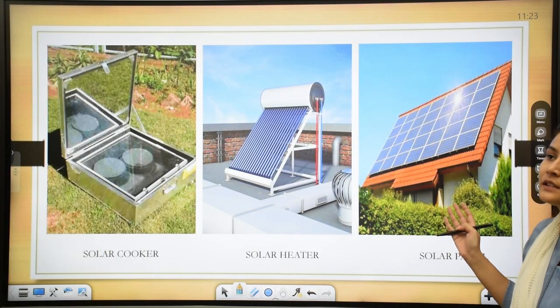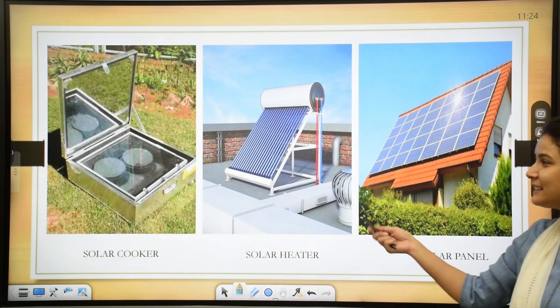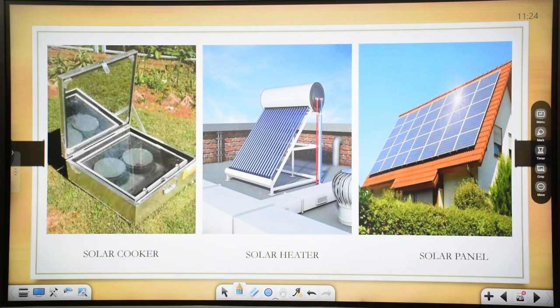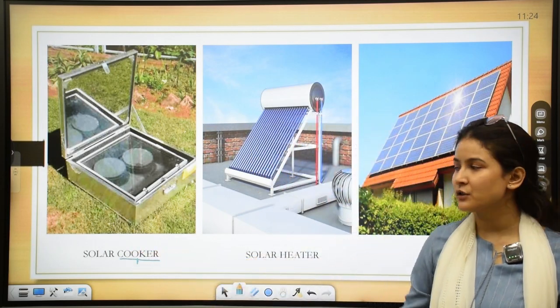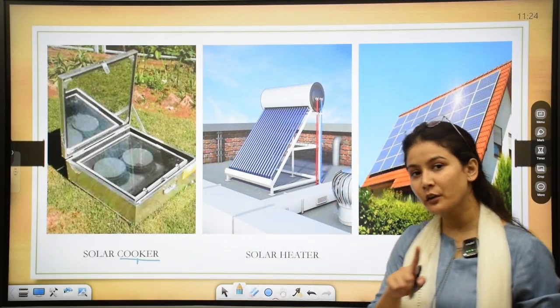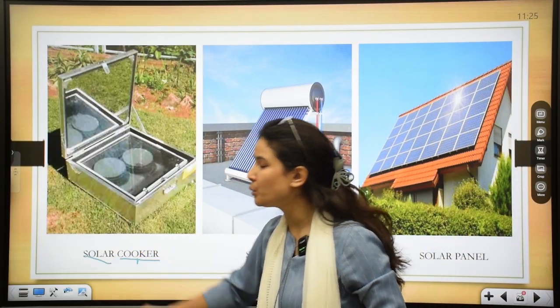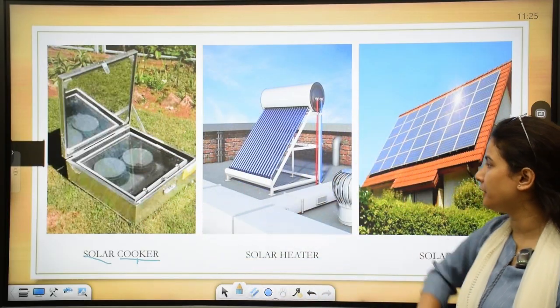These are some examples of things which can be used instead of your coal, oil or gas run machines. For example, we all know what cookers are, right? It runs on gas, the LPG cylinders that we use at home. Instead of that, you can use a solar cooker. It uses sunlight energy. You can see the example in the photograph here.